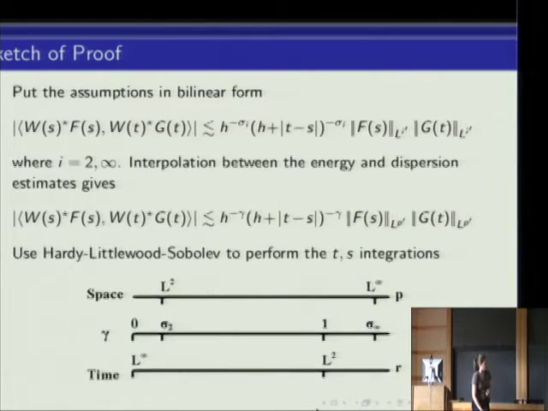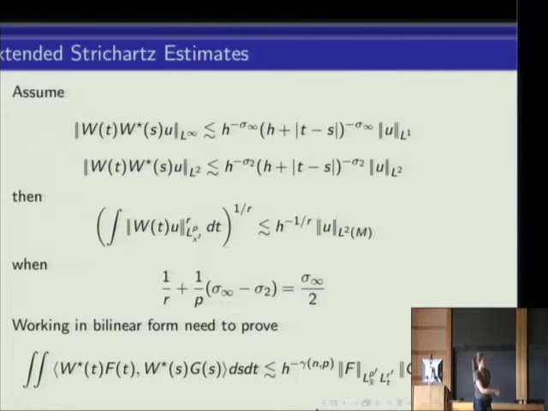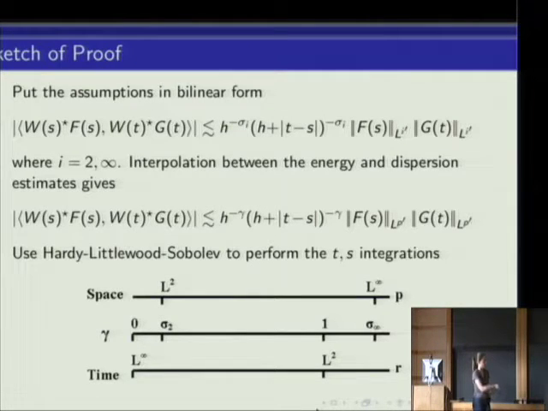Now we need to do T minus S integration, and we're going to use Hardy-Littlewood-Sobolev to get the correct fractional integration. So just showing it in diagrammatic form, we start with our spatial estimates in L2, giving a gamma of sigma 2, and L infinity giving a gamma of sigma infinity. Interpolation matches up, for every value of P, a value of gamma. Then Hardy-Littlewood-Sobolev tells us for each value of gamma, we have one value of R, which is just right for the fractional integration. When we combine those two bits of information, we get the governing equation.